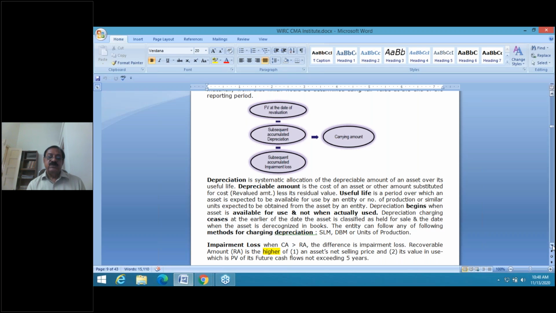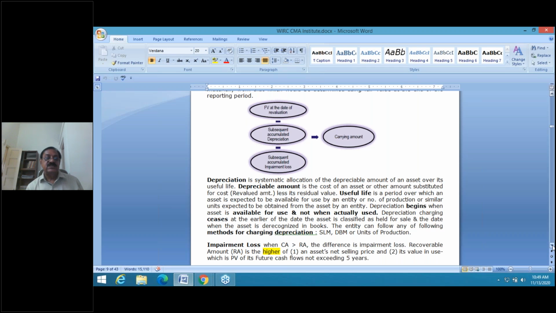Useful life is a period over which an asset is expected to be available for use by an entity, or the number of production or similar units expected to be obtained from the asset by an entity. Depreciation begins. Now a question can come on this, friends. When to start depreciation? Depreciation begins when the asset is available for use and not when actually used.